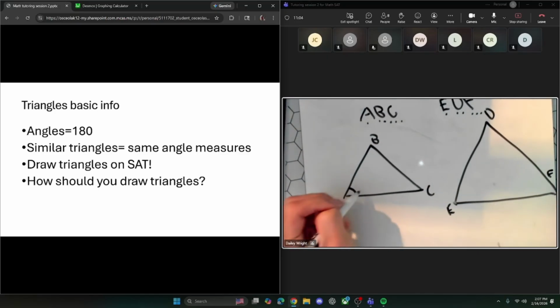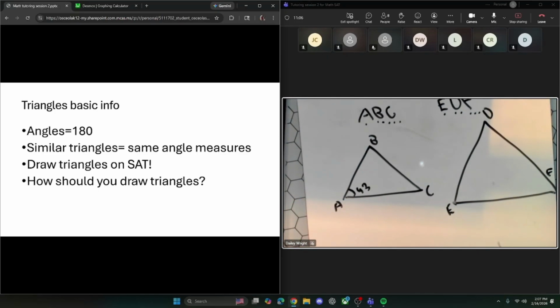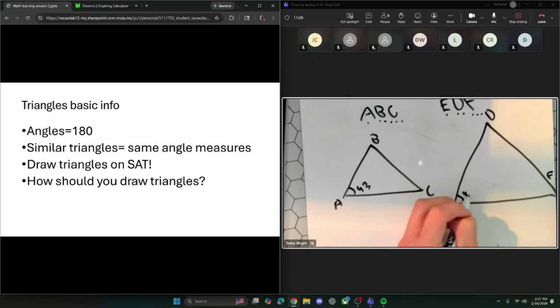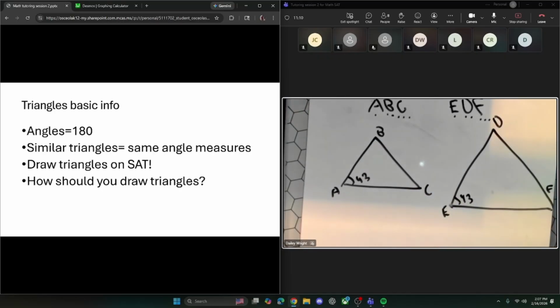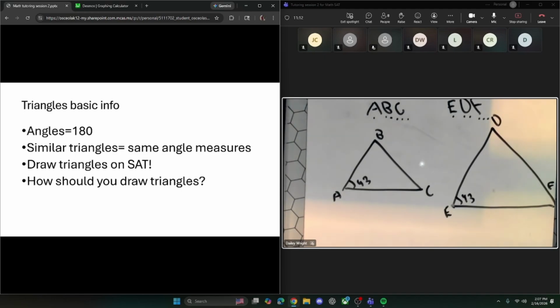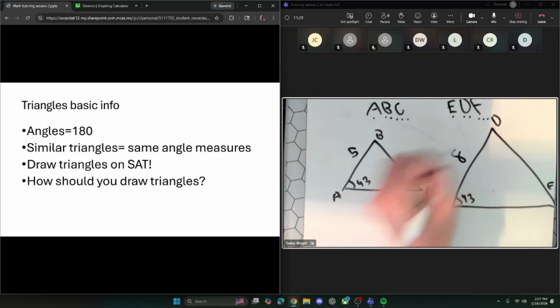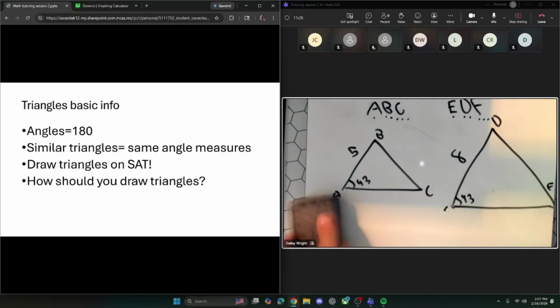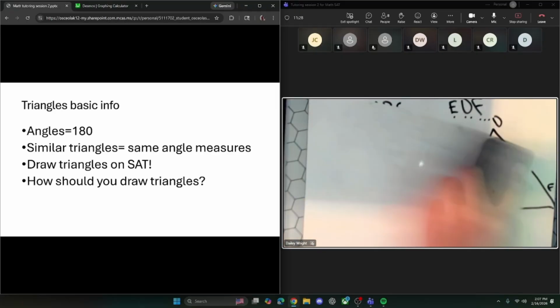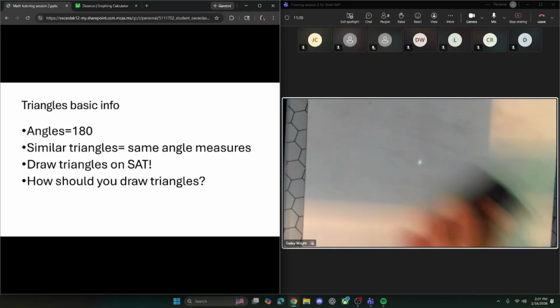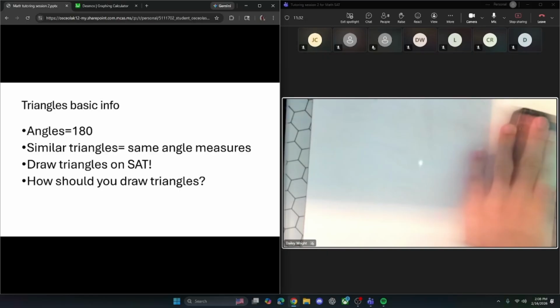If A is 43 degrees, E is also going to be 43 degrees. Similarity in triangles means they have the same angle measures. It does not mean they have the same side measures though. This could be 5 and this could be 8. Those are just random numbers. I didn't use those numbers for any specific reason, just to show you that the side lengths could be different.